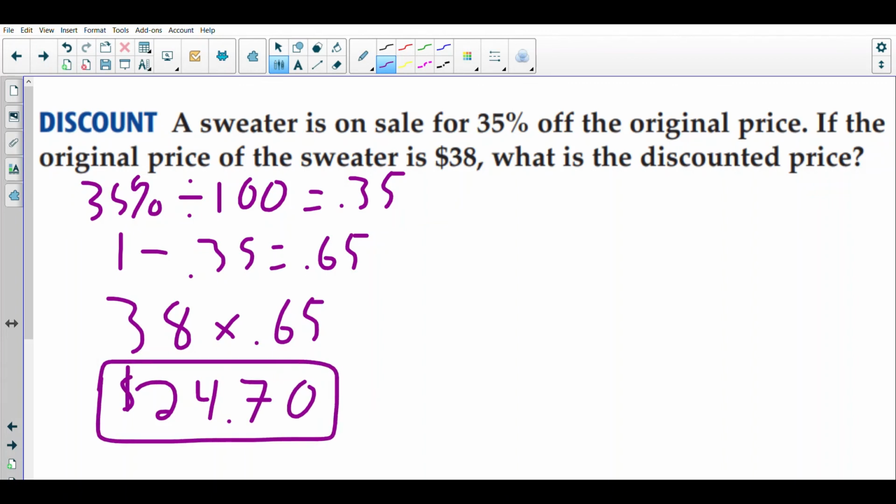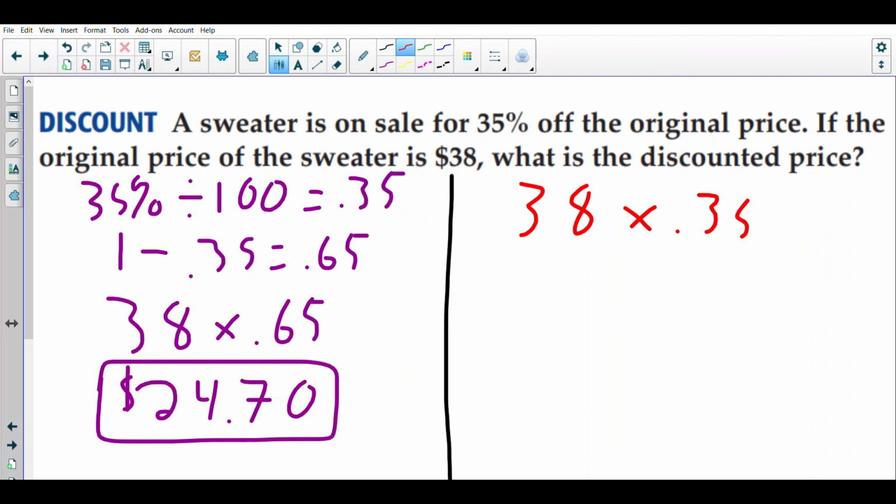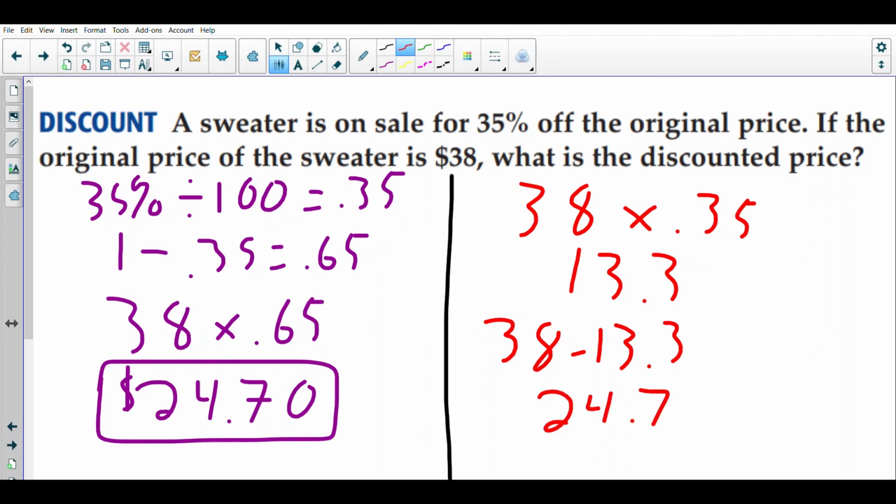Now I'm going to do the subtraction method. I'm still going to use that 35%, but now I take $38 times 0.35, which is 13.3, and then I subtract 38 minus 13.3, which still gives me $24.70. So either way works, it's just what you're more comfortable with. I did give you steps to follow in a previous slide, so if you need that, you can use it.